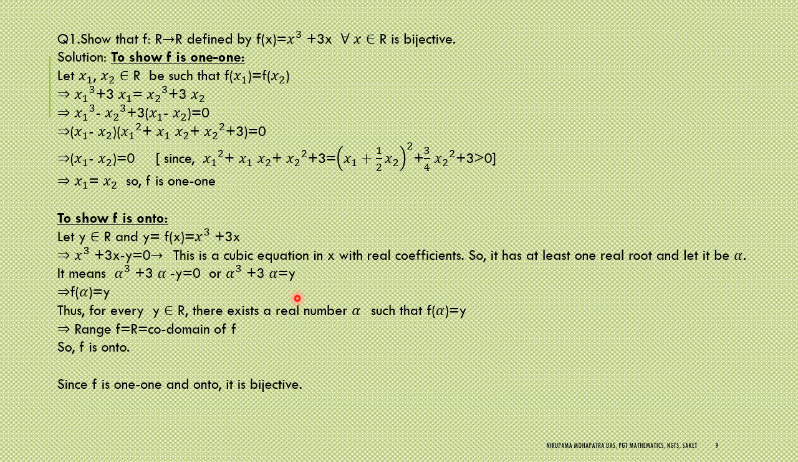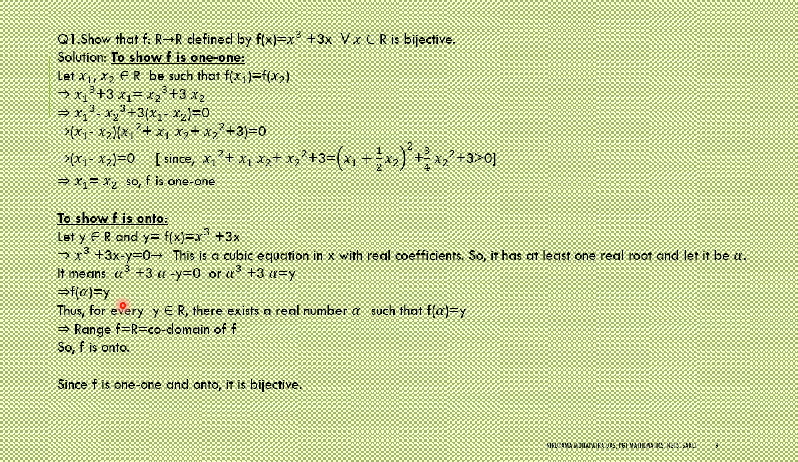So if alpha is root of this, we can write alpha cube plus 3 alpha minus y equal to 0, or alpha cube plus 3 alpha equal to y. So here y is alpha cube plus 3 alpha. And alpha cube plus 3 alpha is what? It is f(alpha), because we have f(x) equal to x cube plus 3x. f(alpha) is alpha cube plus 3 alpha. So f(alpha) equal to y.